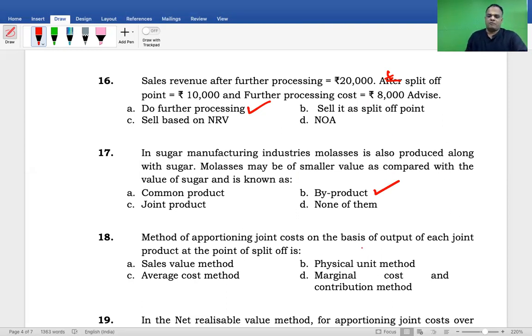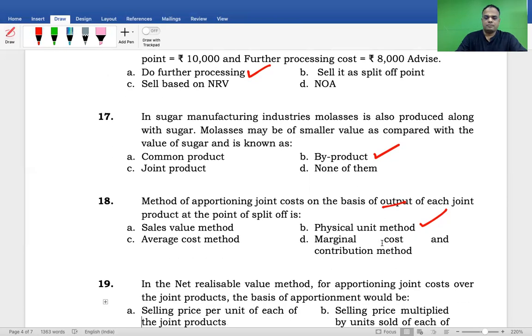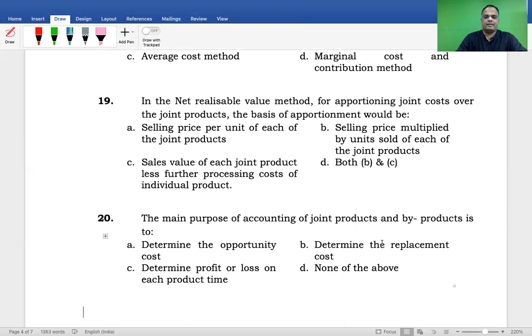Methods of apportionment of joint costs on the basis of output of each joint product at the point of split off point is: sales value method, physical unit method, average cost method, marginal cost method. The answer is the physical unit method. Why? If I am going to apportion based on output, then it is called the physical unit method only. Next.